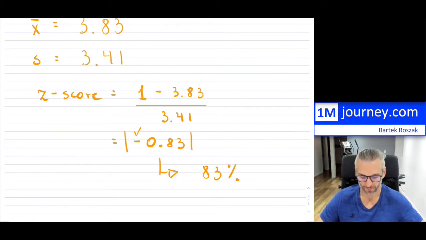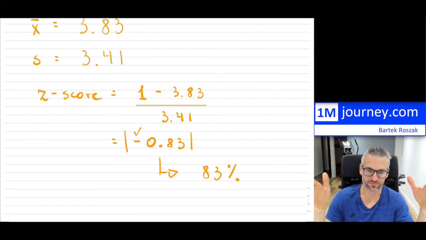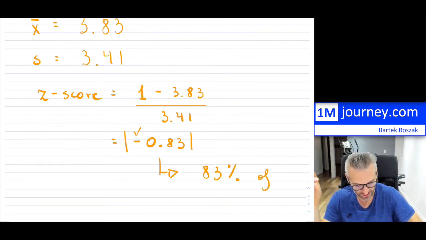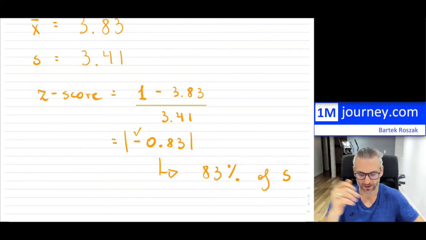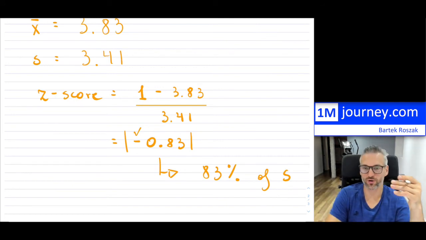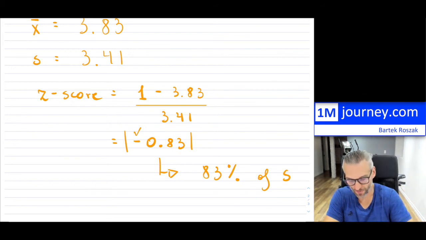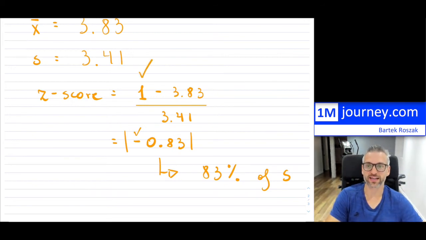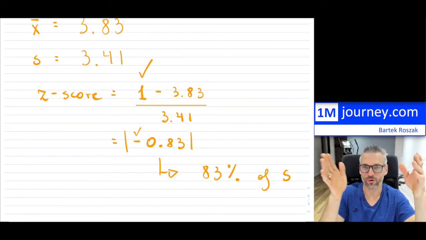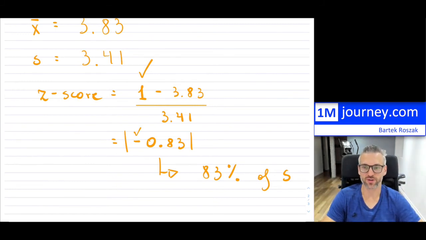83% of the standard deviation away. So that z-score of negative 0.83 just simply tells you that that data point is 83% of a standard deviation away from the mean. So that's all that it means.